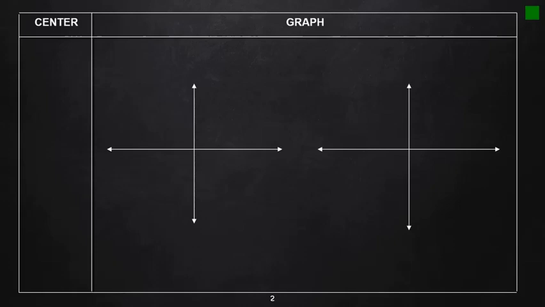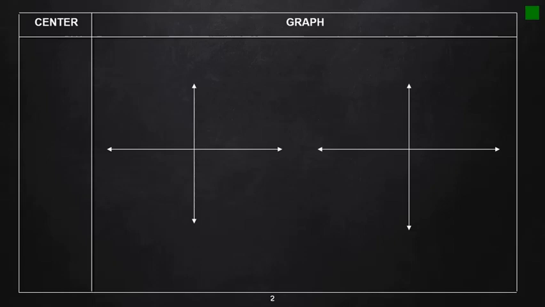As we have discussed before, the foci F sub 1 and F sub 2 are c units away from the center, and the vertices V sub 1 and V sub 2 are a units away from the center. The major axis has length 2a, and the co-vertices, which we denote as W sub 1 and W sub 2, are b units away from the center. And lastly, the minor axis has length 2b.